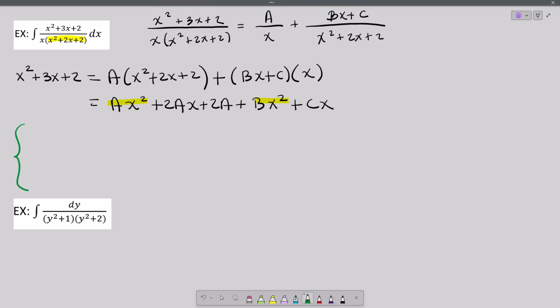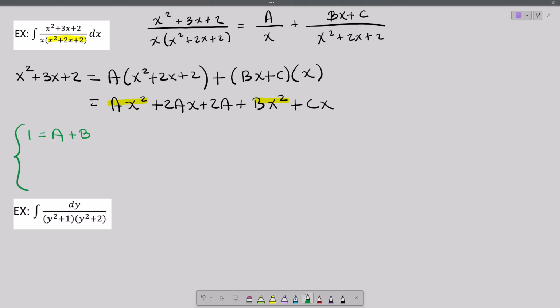So, coefficient of x squared on the left, 1. Coefficient of x squared on the right, a plus b. So there's our first equation. We know we need 3 equations because there are 3 unknowns.